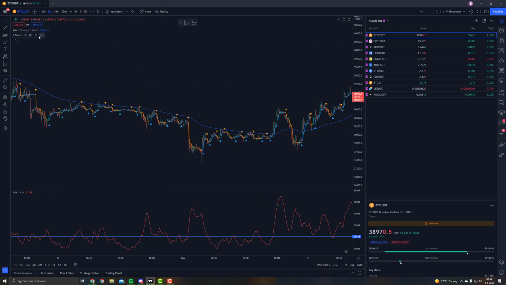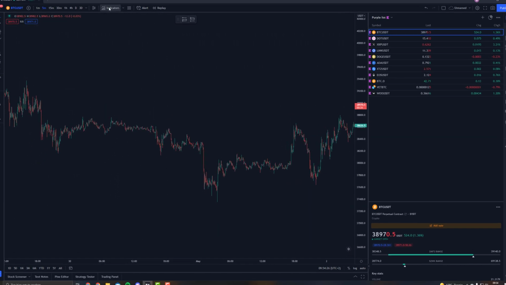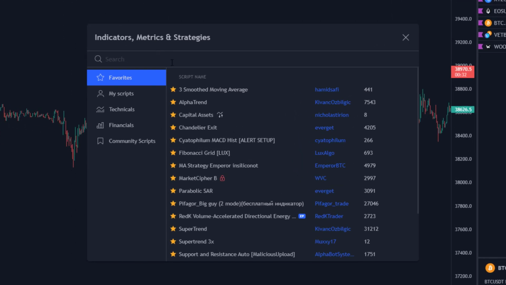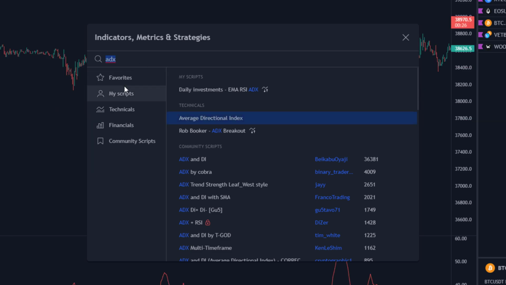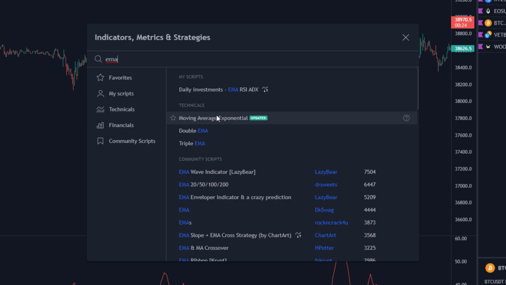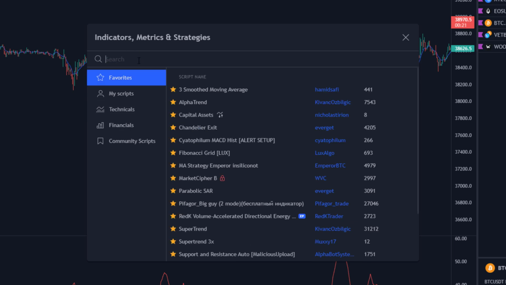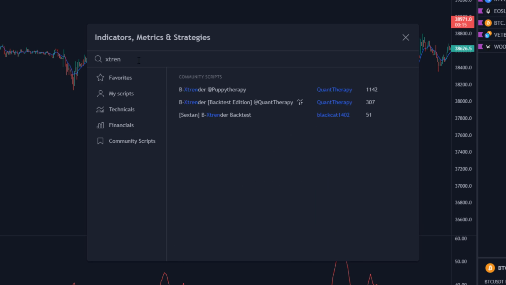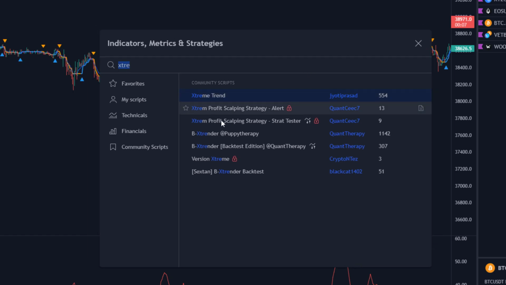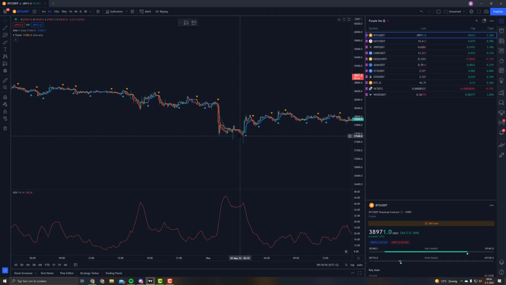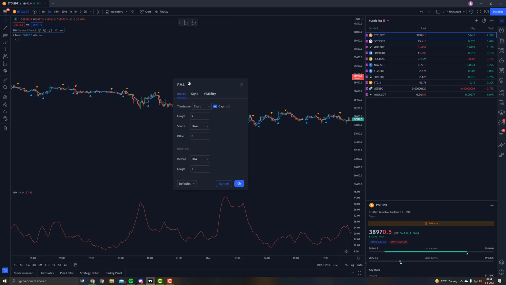First, let me introduce the indicators. So I removed all of them. We go to the indicators tab. We're gonna add the ADX, the average directional index. I'll explain later what we are using it for. We're gonna use an EMA, in the end it's gonna be the EMA 200, purely for the trend. And we're gonna look for extreme trends by Mr. GOT Preset, I guess. I'm not sure. Let's add that one.